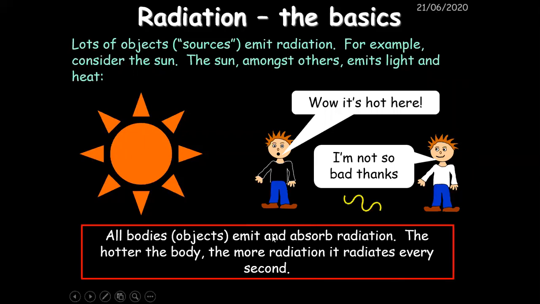Right. So all bodies or objects emit and absorb radiation. Everything you see around you lets out radiation. And everything you see around you absorbs radiation. Everything absorbs heat to some degree, and everything releases heat to some degree. The hotter the body, the more radiation it radiates every second.